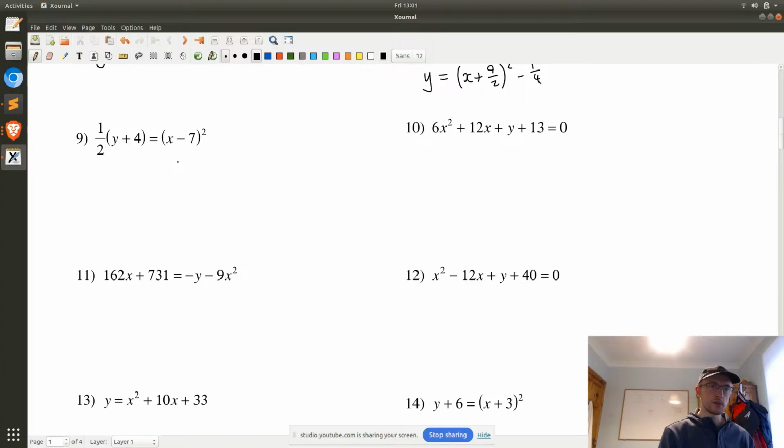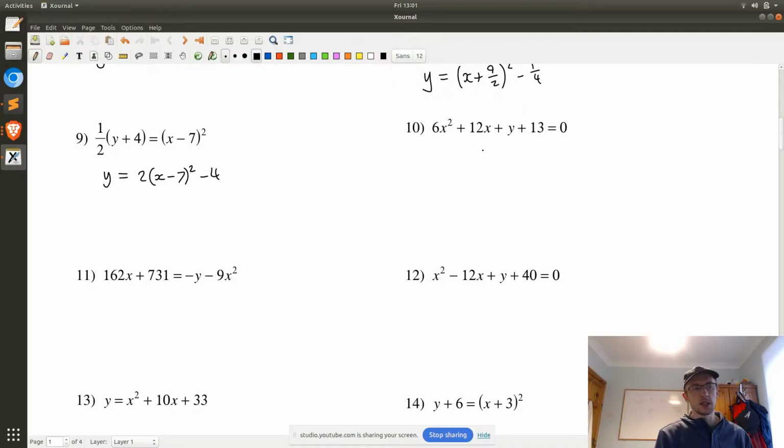Okay, so here, you know what to do here. Just sort it out. So like double both sides, and then take away 4 from both sides. So that would be y equals that, which is vertex form.